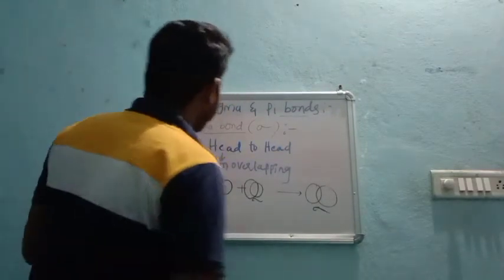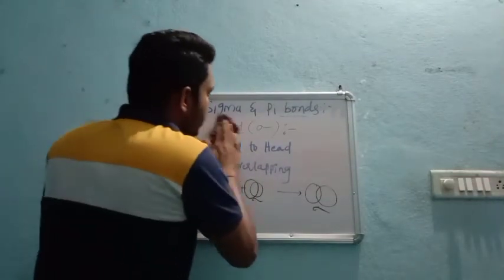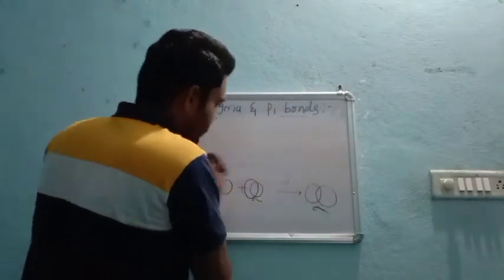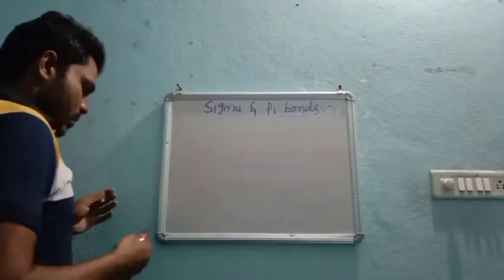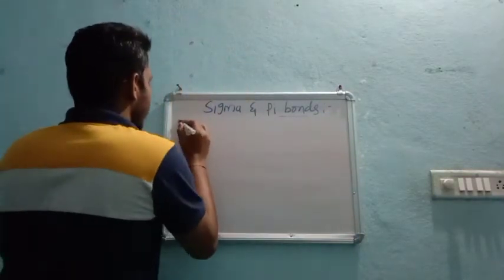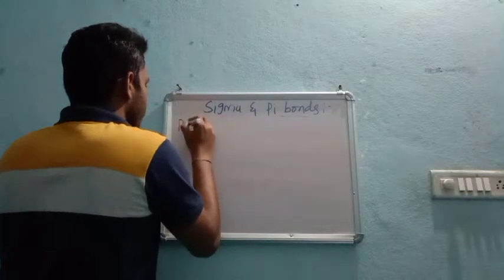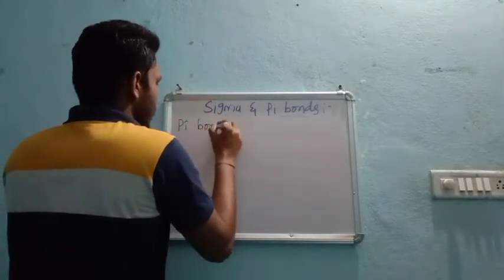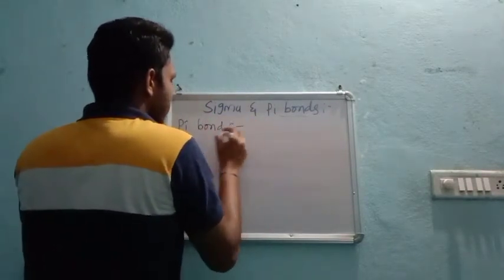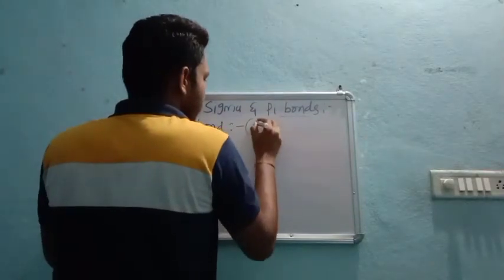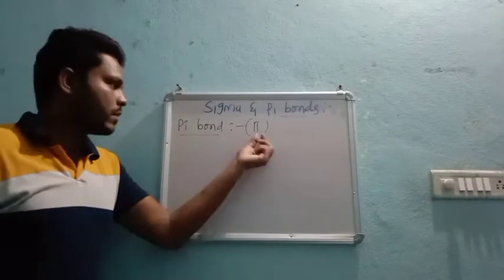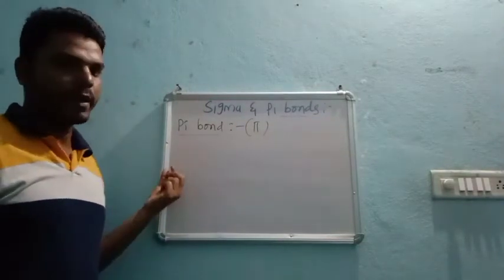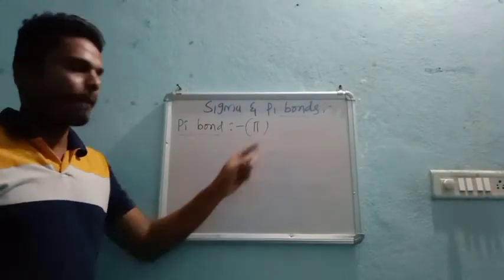And now the second one, the pi bond. These bonds are denoted by pi like this.